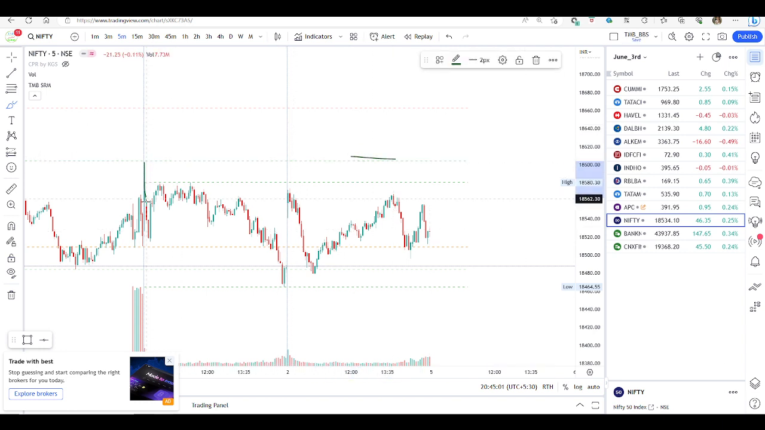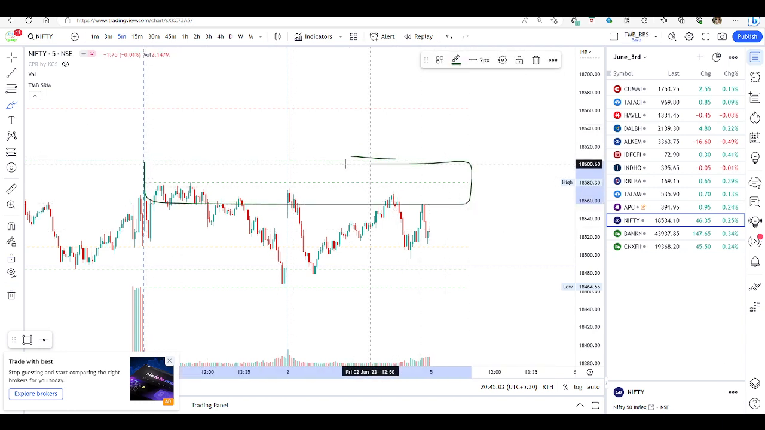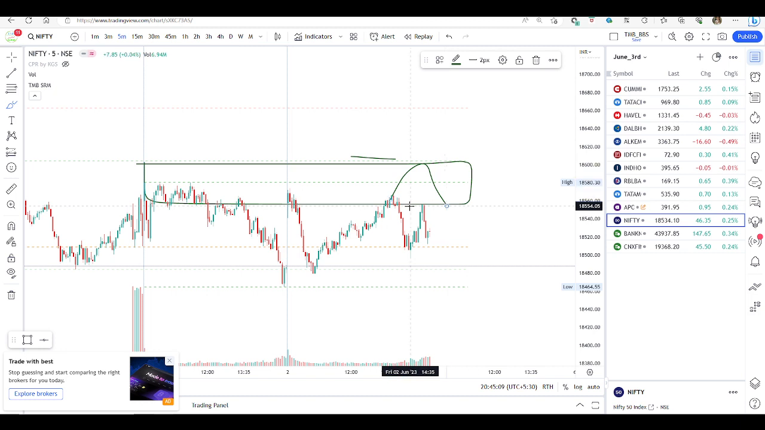This is the area, this is the zone. In this 50 points zone, wherever it opens, I will wait for the retracement and go for the long here.